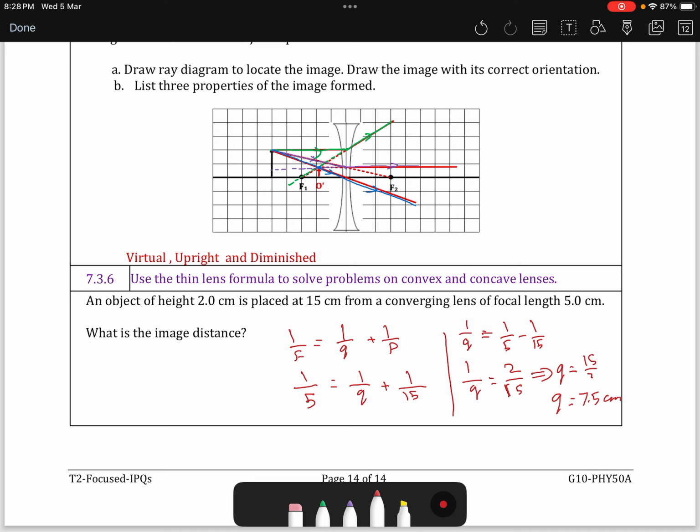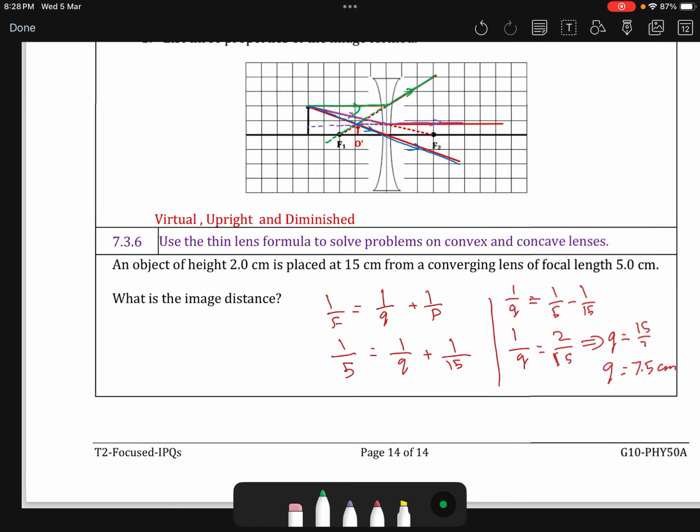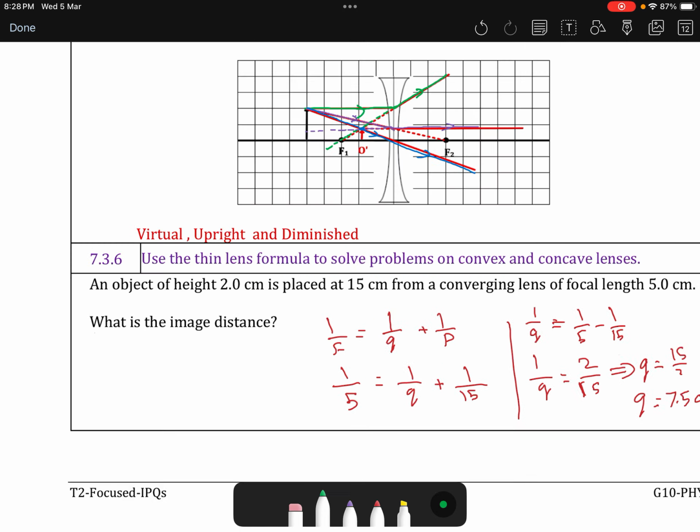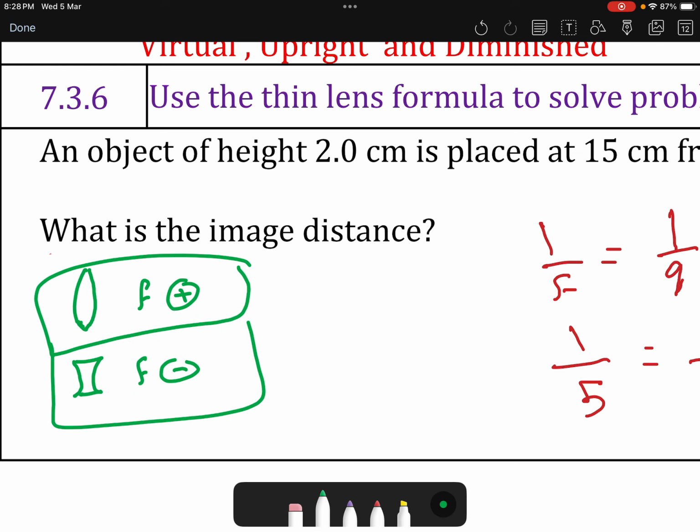Before ending the video, I want to write something here. For convex mirror, f is positive. For concave, f is negative. This is very important to understand.